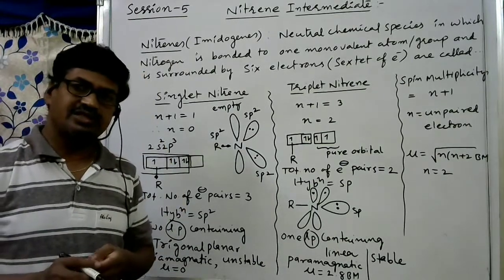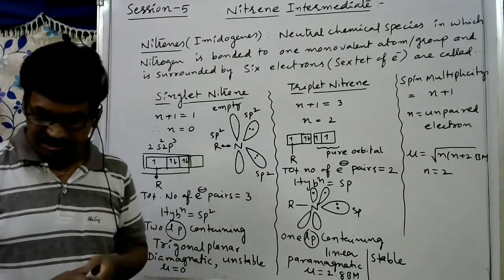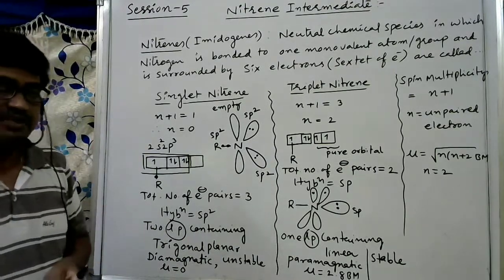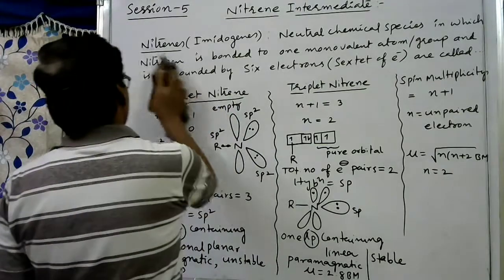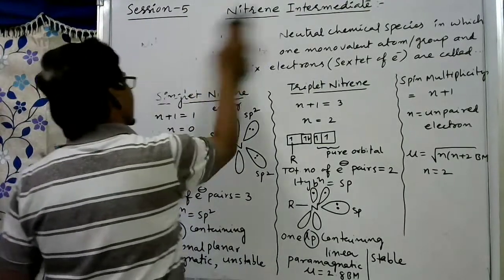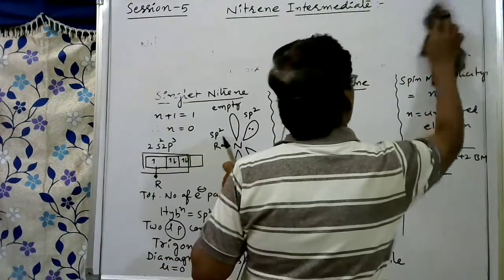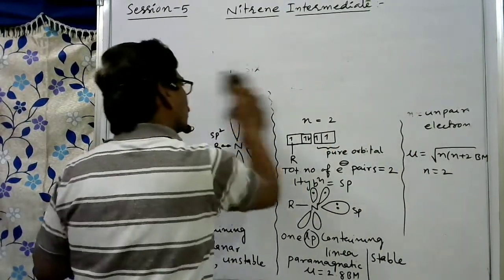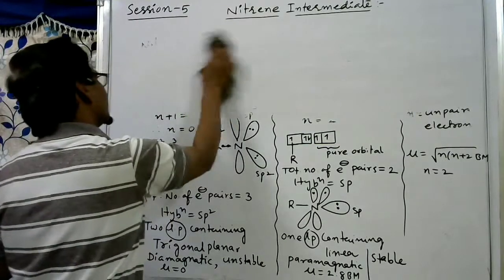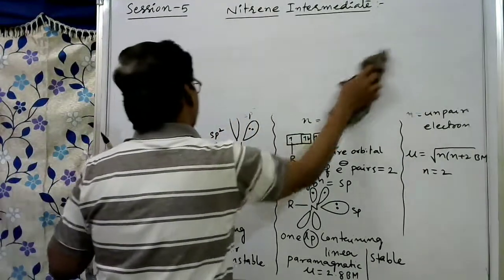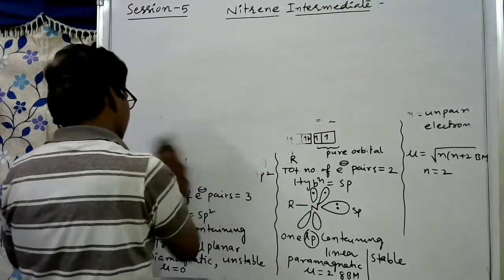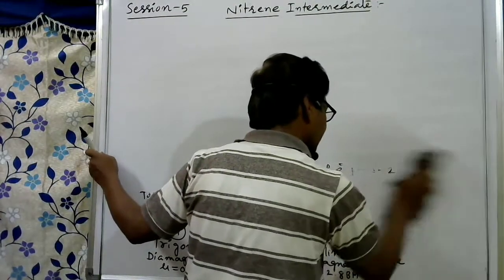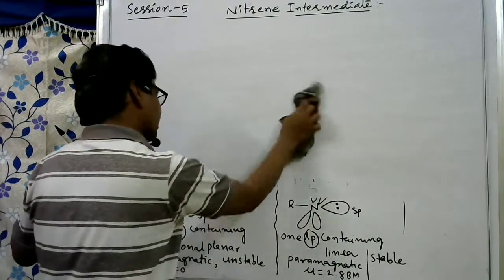I think you have one reaction, that is Hofmann degradation reaction. In Hofmann degradation reaction, we can expect the formation of nitrene. Otherwise, we can say Hofmann hypobromide reaction. In that, formation of nitrene is given. Simply, I'll explain formation of nitrene in Hofmann reaction. It is there in the second year syllabus.